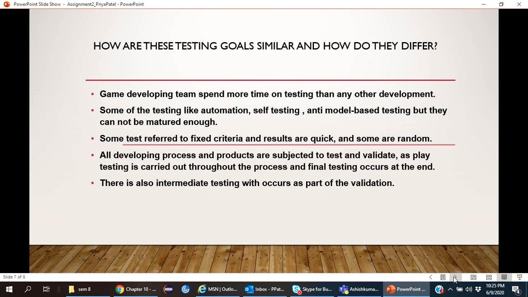All development processes and produced products are subjected to test and validation, such as play testing. There are three main types of testing, as per the timing: at the start or throughout the process we need testing, that is play testing, and at the end we use testing to check whether the system is working correctly or not, that is final testing. But if we want to check whether some part is working correctly, or some part is missing, then we need intermediate testing, which occurs as part of the validation. Okay, thank you.